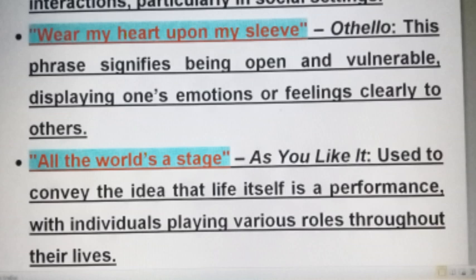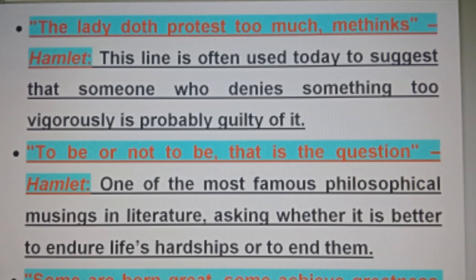The next, all the world's a stage, used in As You Like It. It is used to convey the idea that life itself is a performance, with individuals playing various roles throughout their lives. The next, the lady doth protest too much, methinks, used in Hamlet. This line is often used today to suggest that someone who denies something too vigorously is probably guilty of it.